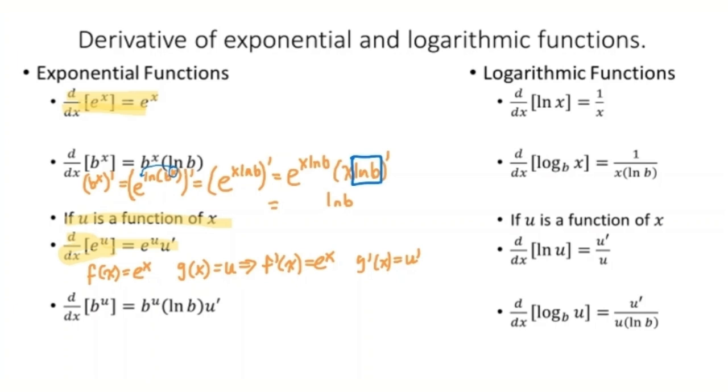As for the e to the x natural log of b, reversing the work that we did to rewrite b to the x as e to the x natural log of b, e to the x natural log of b is b to the x. So our derivative rule for b to the x is b to the x natural log of b.